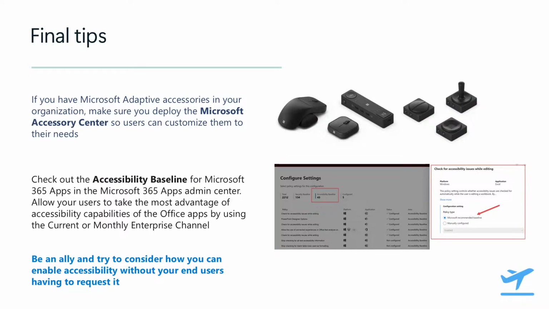Another one, it's not strictly Windows and not strictly Intune, but I think it's worth calling out that for the Microsoft 365 apps, over in the Microsoft 365 Apps Admin Center, we have an accessibility baseline. That's all about calling out certain settings and what we would recommend they are set to in order for the Microsoft 365 apps, those Office apps, to be able to use those accessibility features. And we always say, ideally, you want them on the Current or the Monthly Enterprise Channel so that the latest accessibility features are available to your users as well.